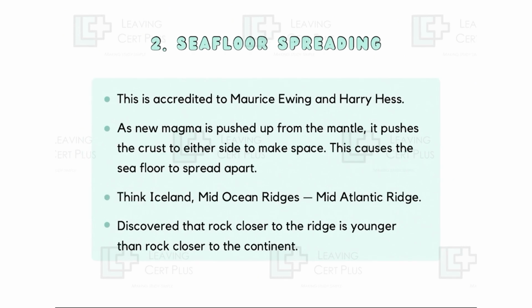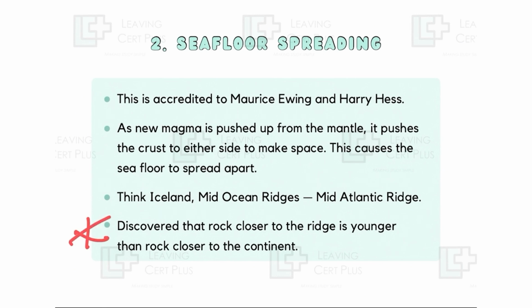So the next theory we're going to have a look at is seafloor spreading. So we're going back to Iceland again, Mid-Atlantic Ridge, and so on. This was accredited to Maurice Ewing and Harry Hess. As new magma is pushed up from the mantle, it pushes the crust to either side when the two plates are stretching, and this causes the seafloor to spread out. So new land, new crust is formed when this occurs. So when you're thinking of seafloor spreading, again, think of Iceland, mid-ocean ridges, and then your mid-Atlantic ridge.